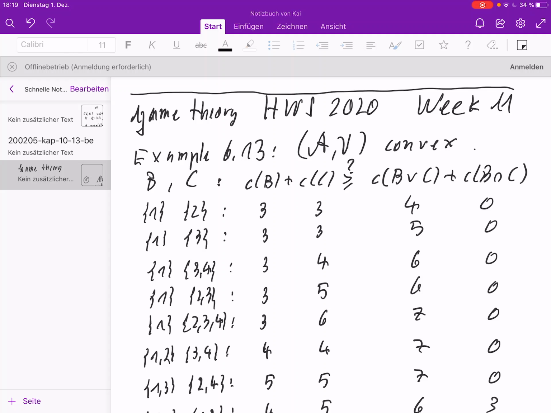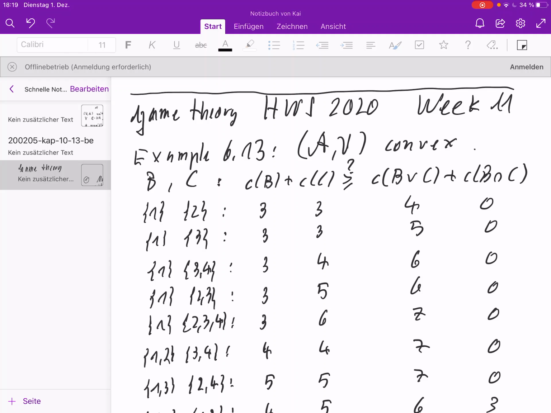Each has the cost 3, 3. The union has the cost 4, and the intersection has the cost 0 because the intersection is empty. 3 plus 3 is bigger or equal to 4 plus 0. This fits. And the same for the other cases. So here we have also the case 1, 3. 3 plus 3 is bigger than 5 plus 0.